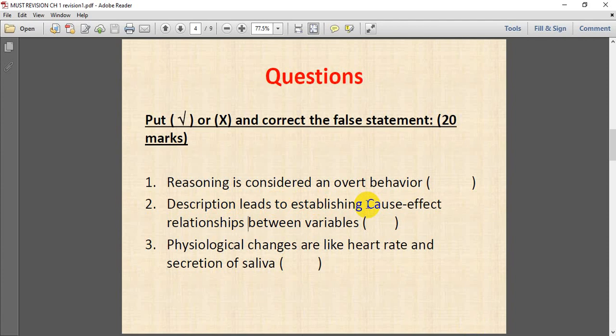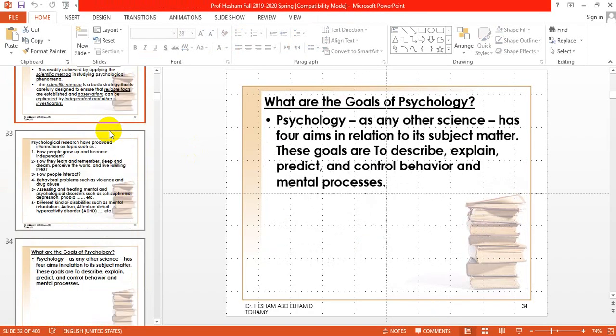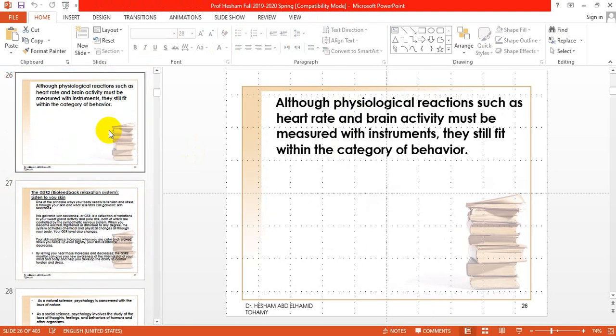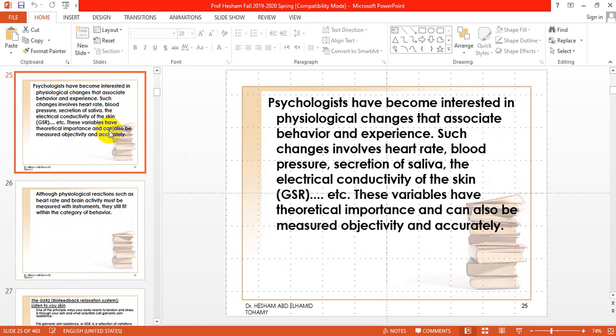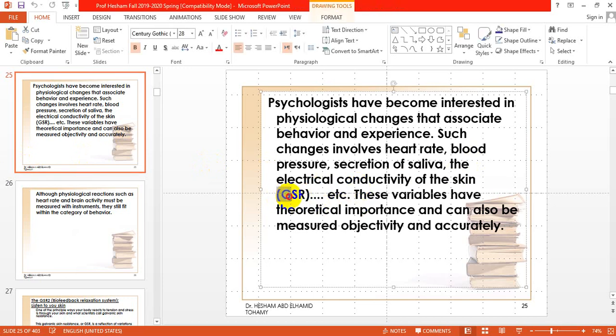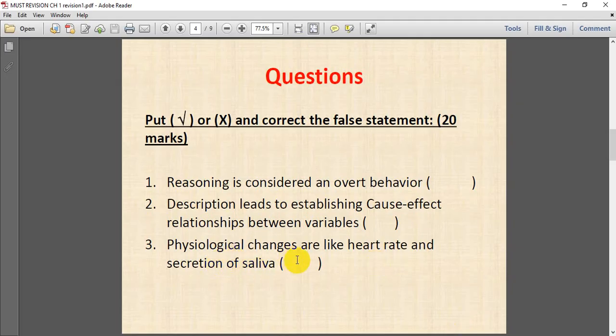Physiological changes are like heart rate and the secretion of saliva. Yes, check this slide and you will find the answer. This is the third type of the subject matter of psychology, which is referred to as physiological changes, physiological variables that correlate with behavior, either overt or covert behavior. They are such as heart rate, blood pressure, secretion of saliva, and the electrical conductivity of the skin, which is abbreviated to GSR or galvanic skin resistance. So physiological changes are like heart rate and secretion of saliva. Yes, true.